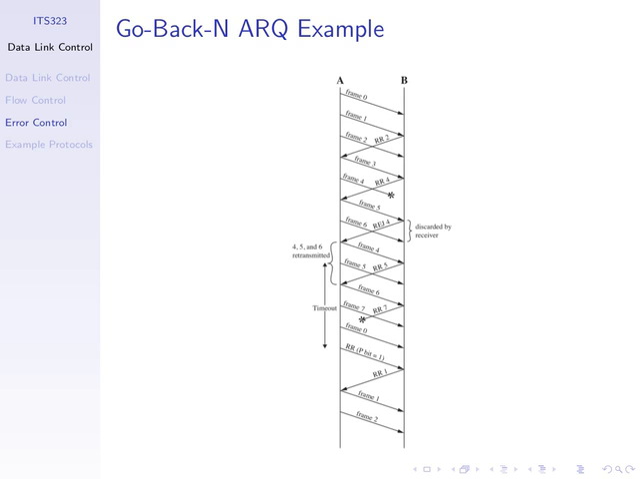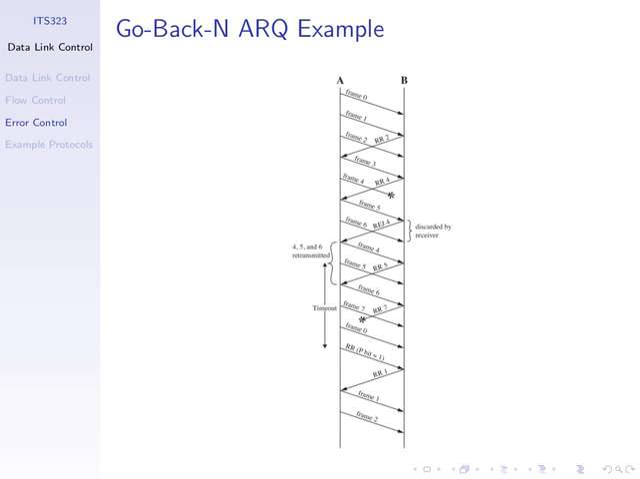Receive two frames, send a positive ACK, called receive ready, acknowledging both of those frames at once. Receive 2 and 3, send an ACK, I'm now ready to receive frame 4. So this is the normal behaviour. Frame 4 and 5 are transmitted. 4 is lost. It doesn't arrive at B. 5 is received. B detects an error.